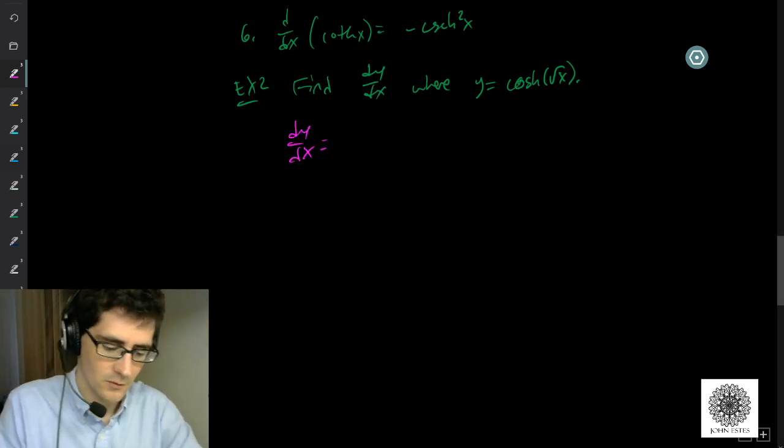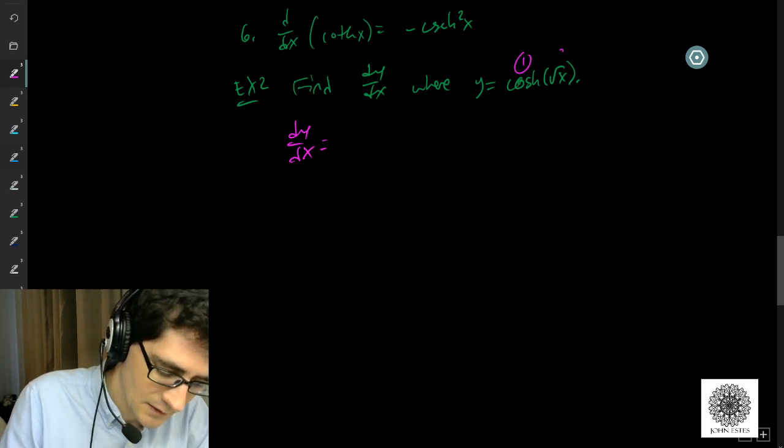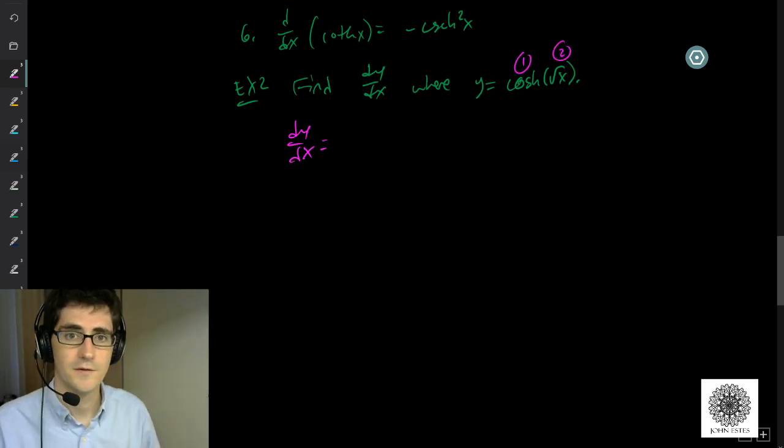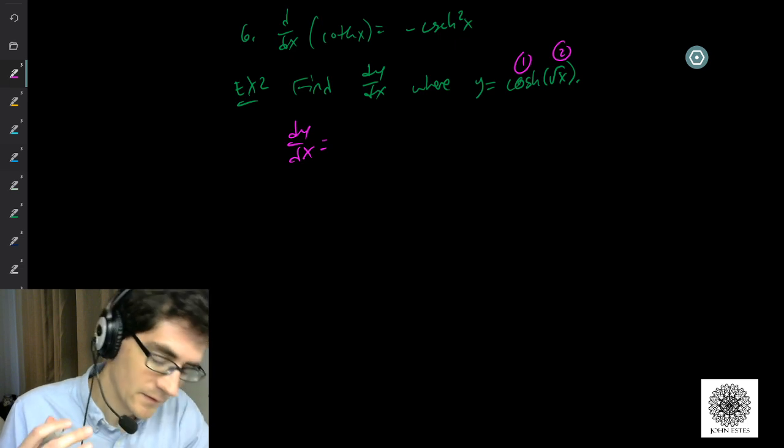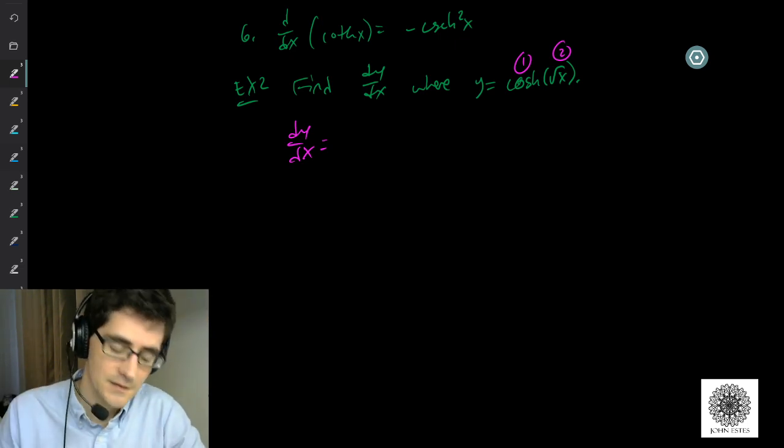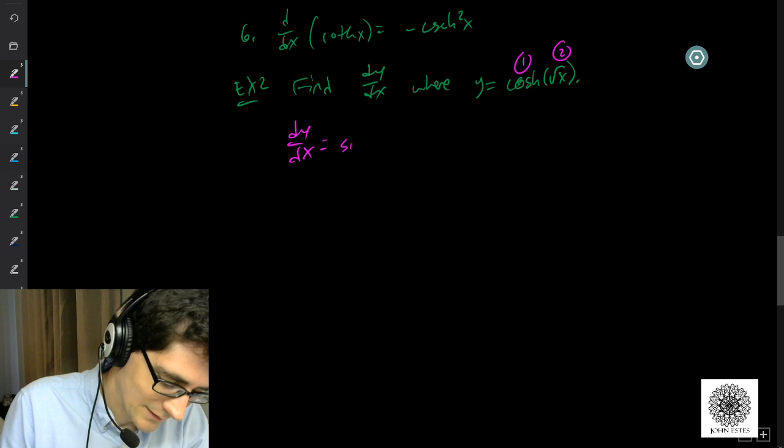And how do you do chain rule? Well, notice the outside is the cosh, inside is the square root. So here, when I take the derivative, first you do the derivative of the outside. So the derivative of cosh is sinh. Leave everything in the middle alone.